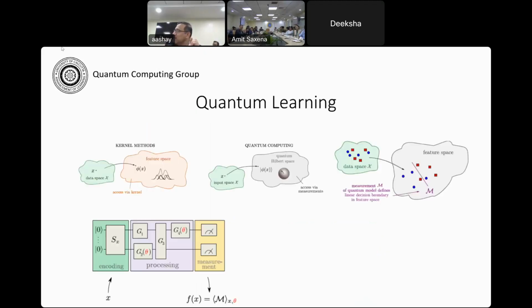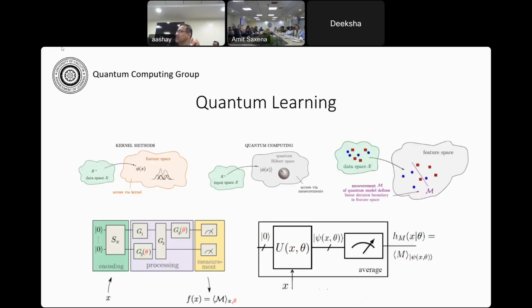Okay, so I think in summary, quantum learning is something like this. This is the classical learning on the extreme left. In the middle is quantum learning, where it takes the input space to the encoded Hilbert space, phi of x. Then the class boundary is operated on by U(x) and theta. There are two components here: U(x), which is the encoding part, and theta, the parameterized quantum circuit.